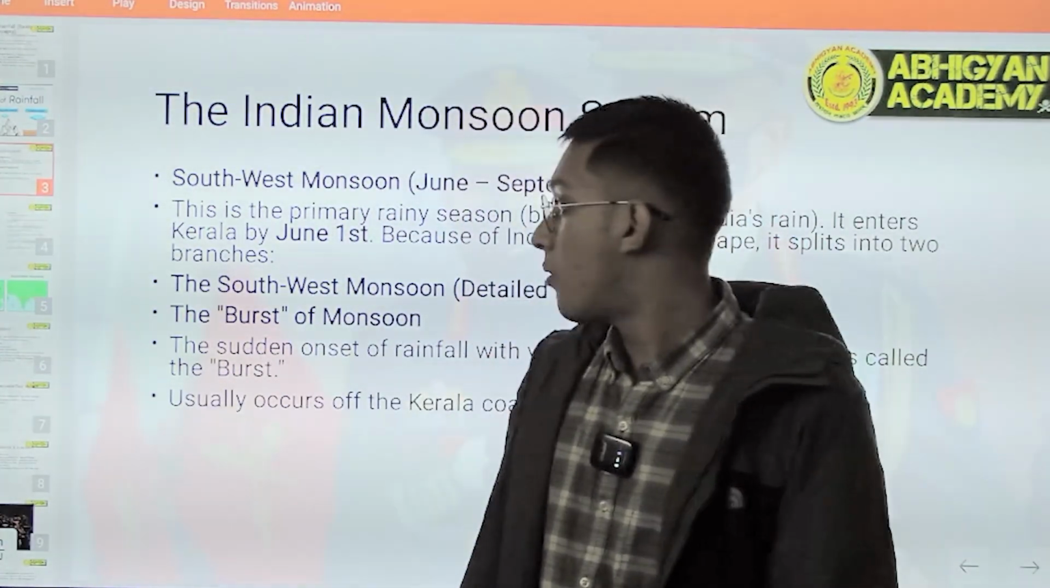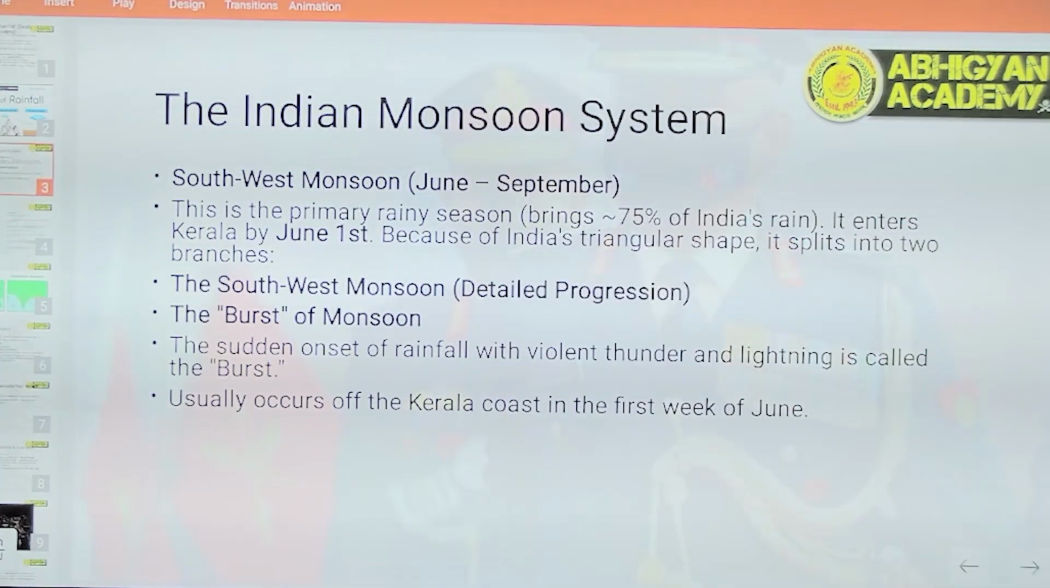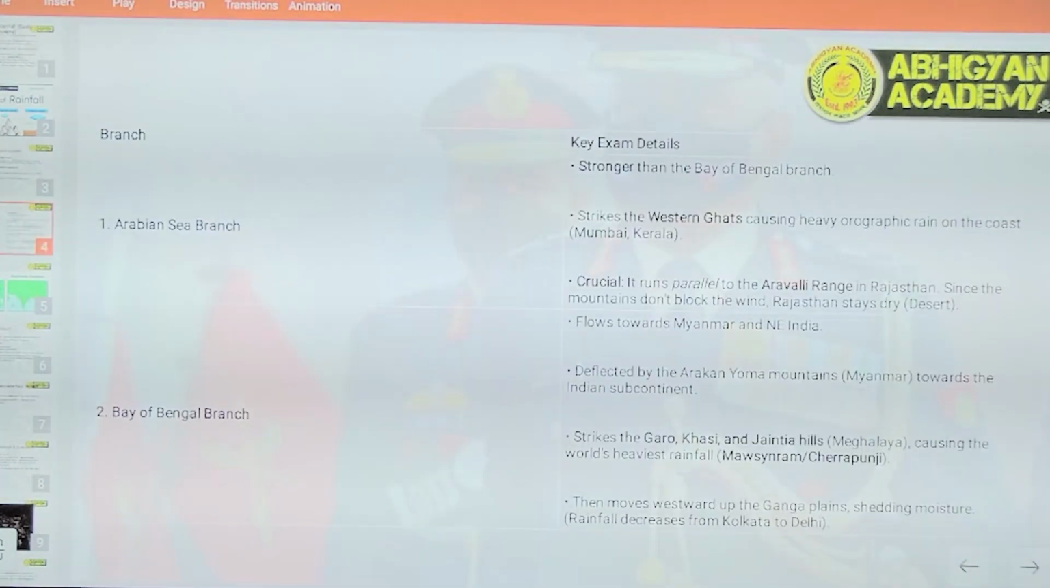So we can see the important points here. Southwest monsoon starts in June to September. It's the primary rainy season, brings about 75% of India's rain. It enters Kerala by June 1st. The southwest monsoon is also known as the burst of monsoon due to sudden violent thunder and lightning. So you can see the various differences between the Arabian Sea branch and Bay of Bengal branch. You can just read through it.